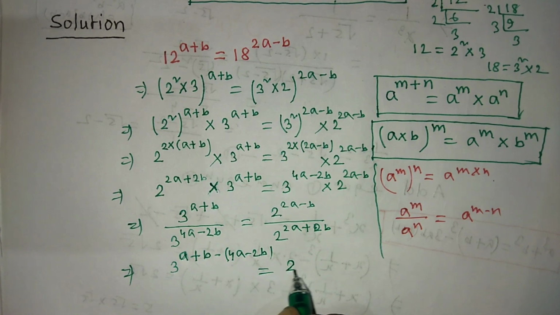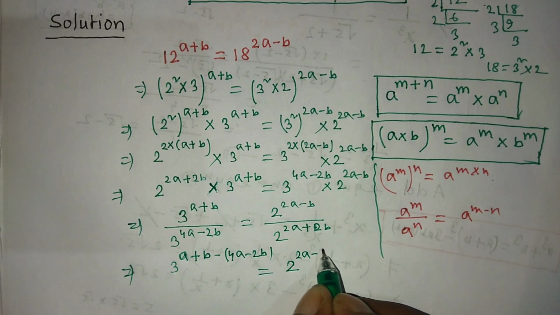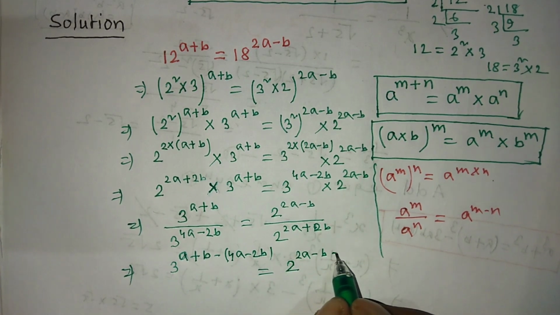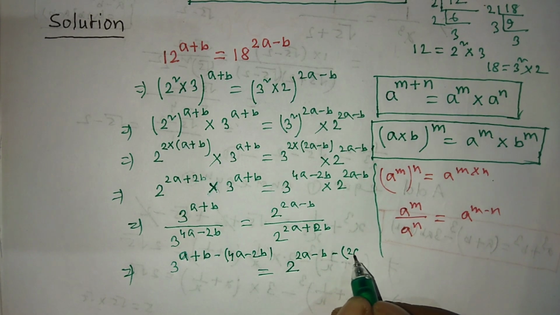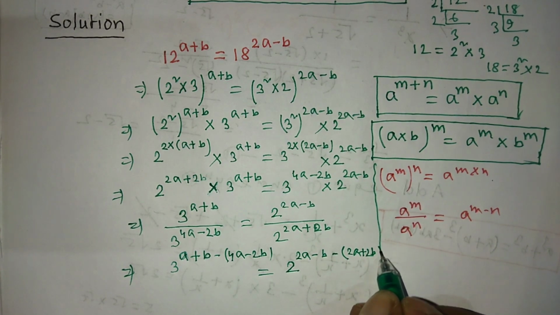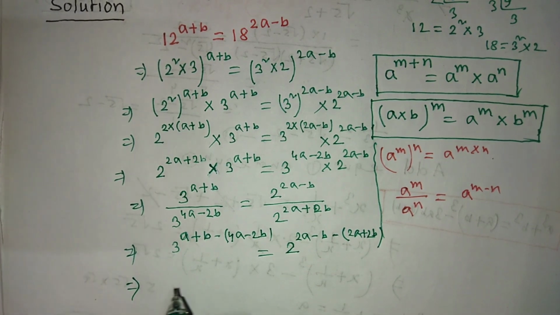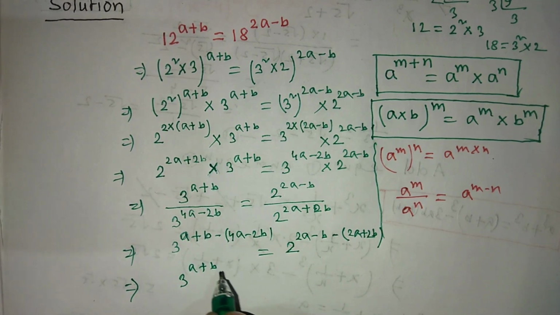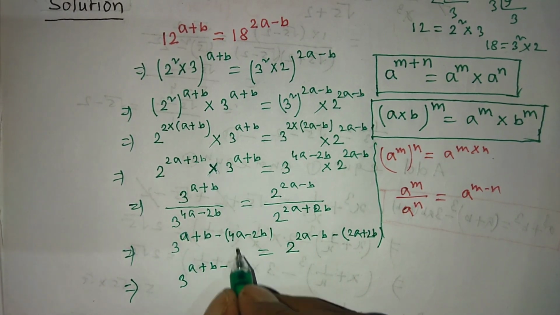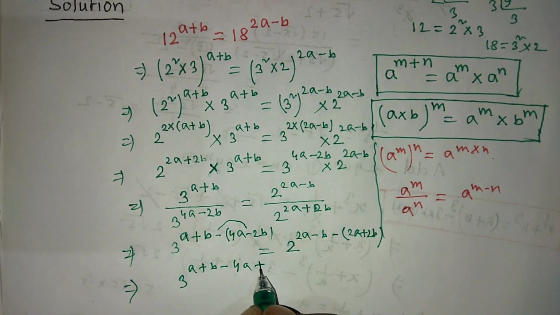So we have to write in here 2 to the power 2a minus b minus, so this power we have to write in here 2a plus 2b. After that we have to apply the Bodmas rule. So the power of 3 is a plus b, so here is minus. So we have to write in here 4a minus minus plus 2b.